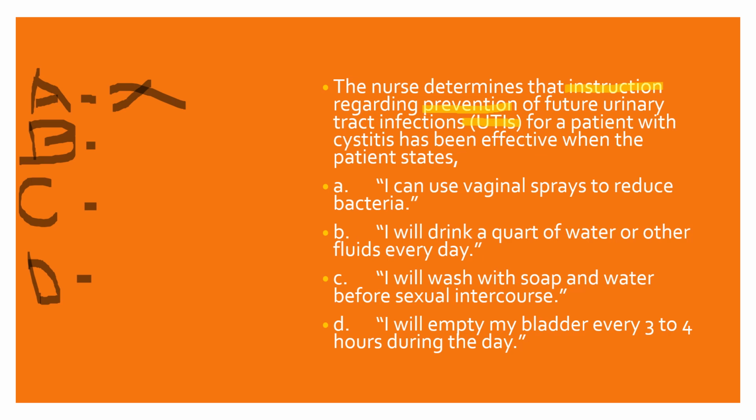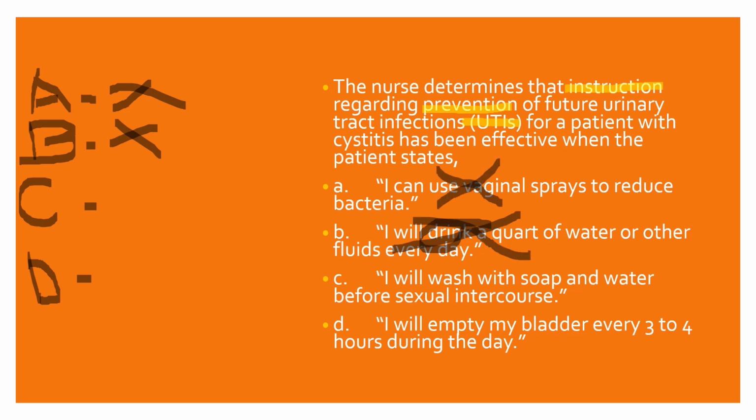A quart of fluids is not sufficient to provide adequate urine output. So you guys already know that we need 1,800 to 2,000 milliliters of water every day. So we know B is incorrect. Drinking is correct, but the whole answer is not. So this is inaccurate.